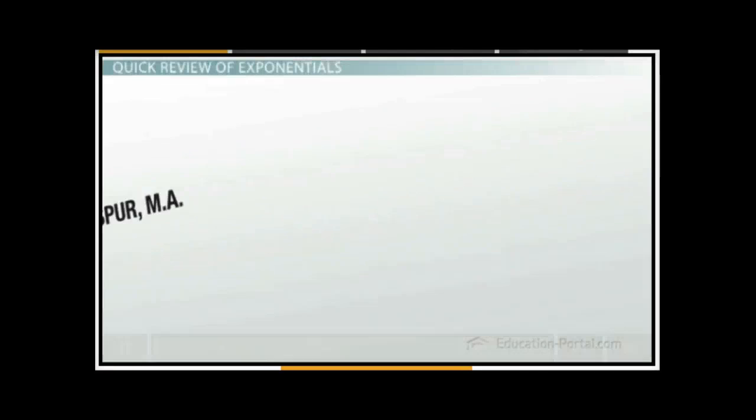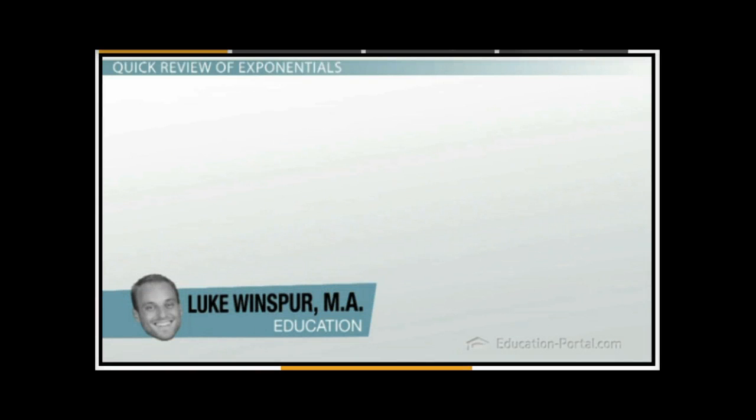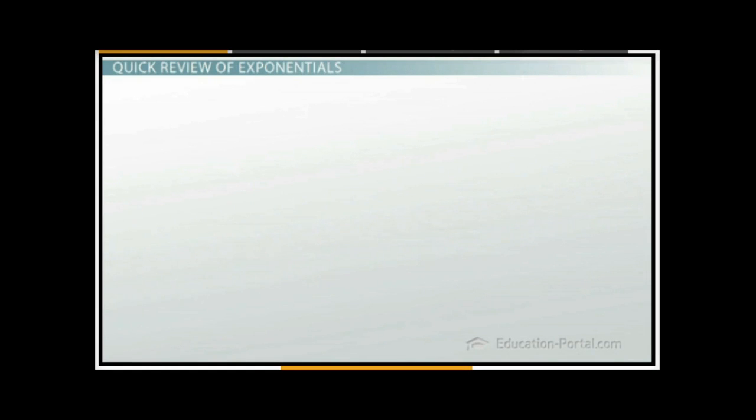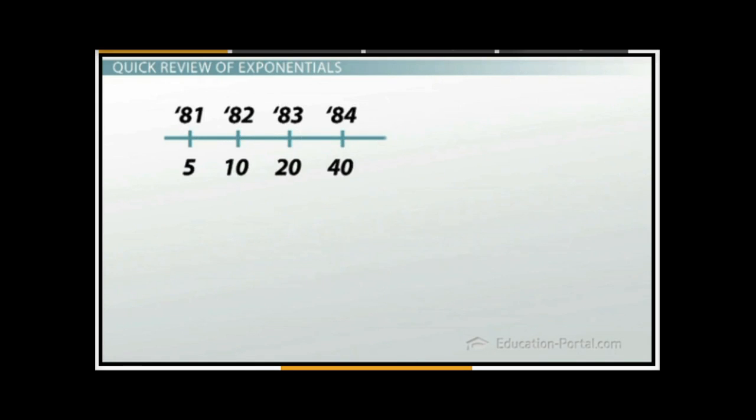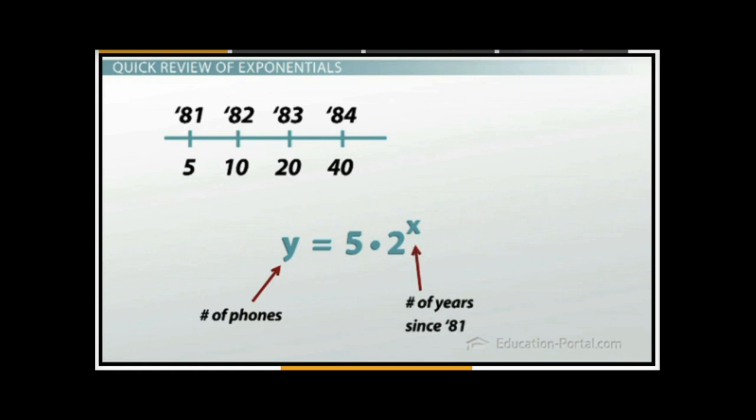In a previous video titled, What is an Exponential Function?, we found out how we could model the number of cell phones there are with exactly that, an exponential function. We guessed that there were around 5 in 1981, but then there were twice as many each year. This gave us the exponential function, y equals 5 times 2 to the x power, where y was the number of cell phones there were, and x was the number of years that had happened since 1981.